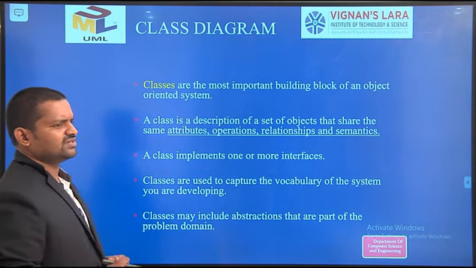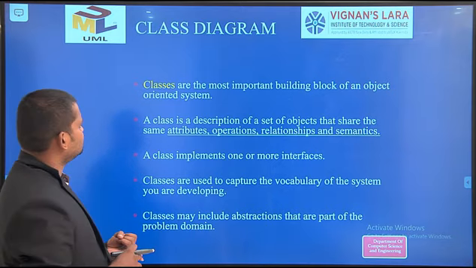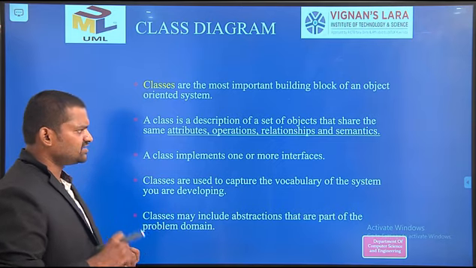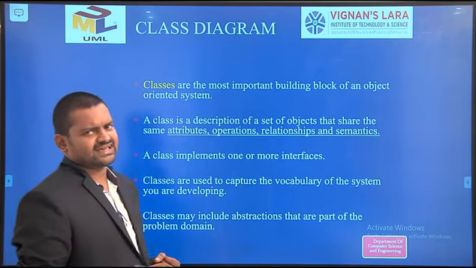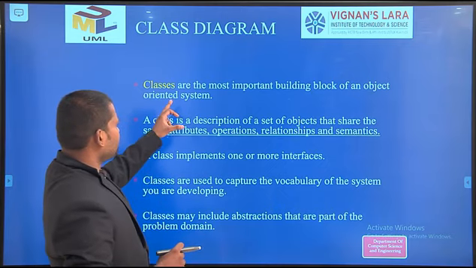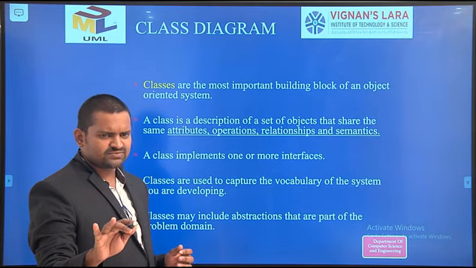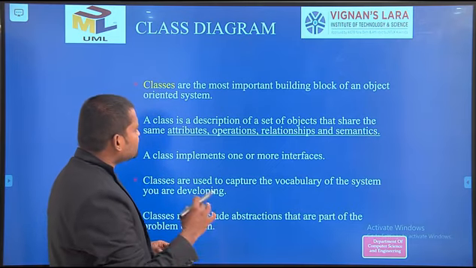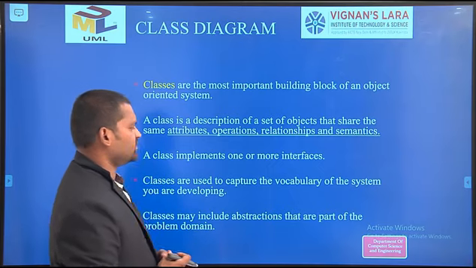Classes in the class diagram have different attributes, operations, relationships and semantics of the particular class. So the class diagram contains classes. First we have to learn about the classes. Classes are the most important building blocks of an object-oriented system.